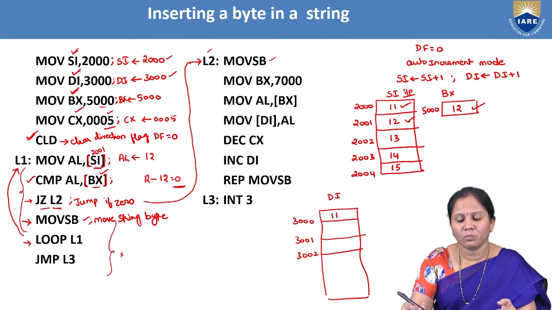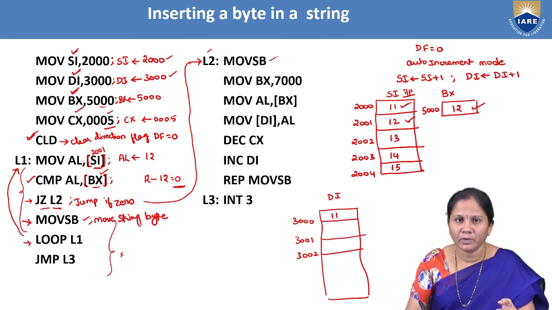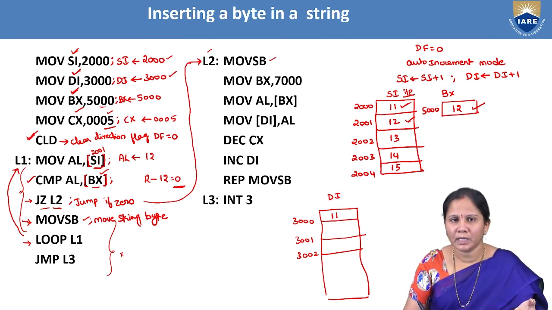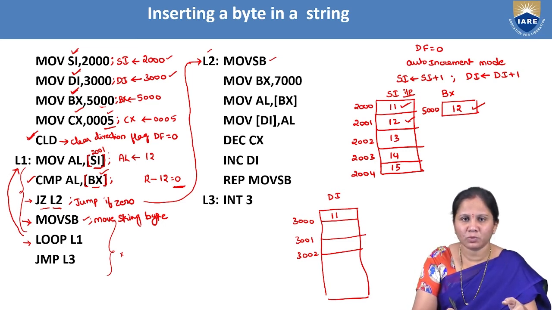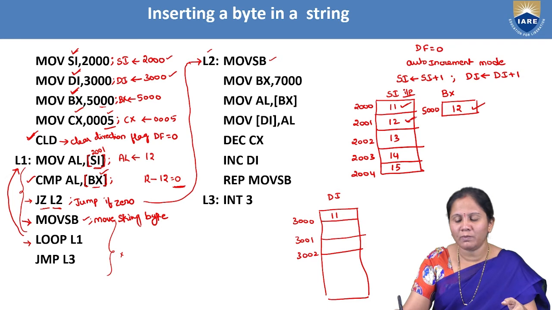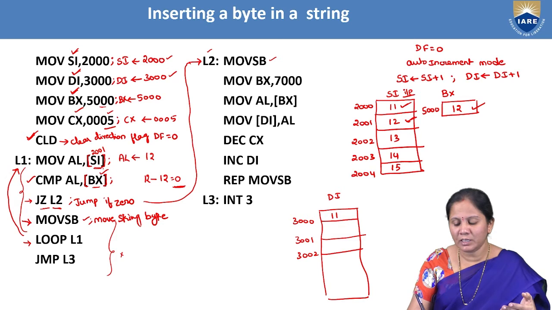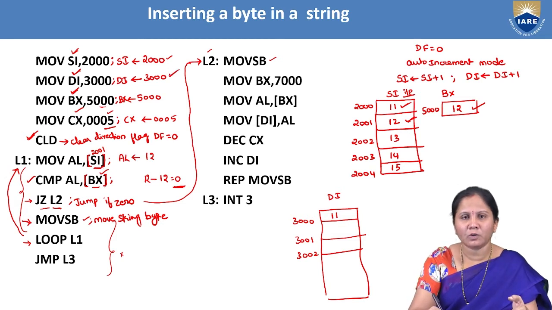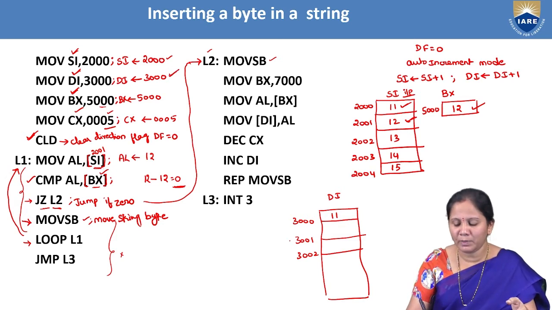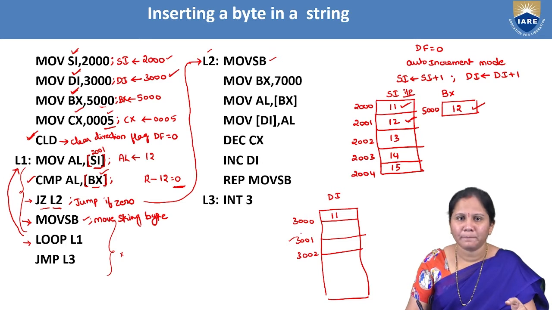Now here also the MOVSB instruction is there. So the value will be moved from SI location to DI location. Now the value of SI is 2001. So this 12 value which is present in 2001 will be moved into 3001. Why? Because not only SI, DI also will be incremented. Previously it is 3000; if it is incremented by 1, it becomes 3001. So the 12 will be copied here.